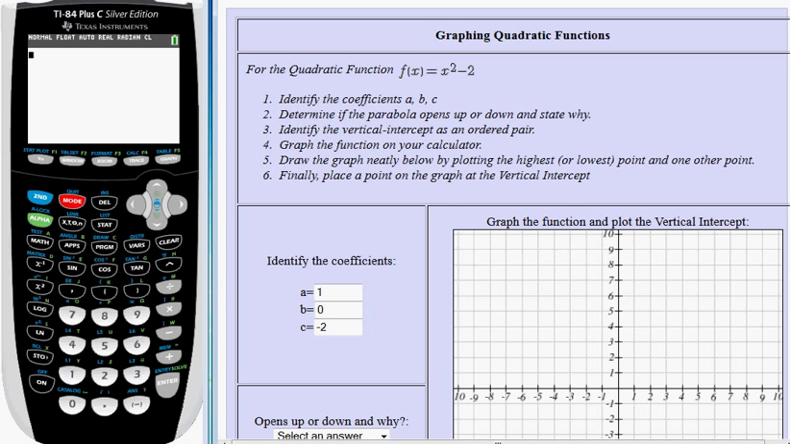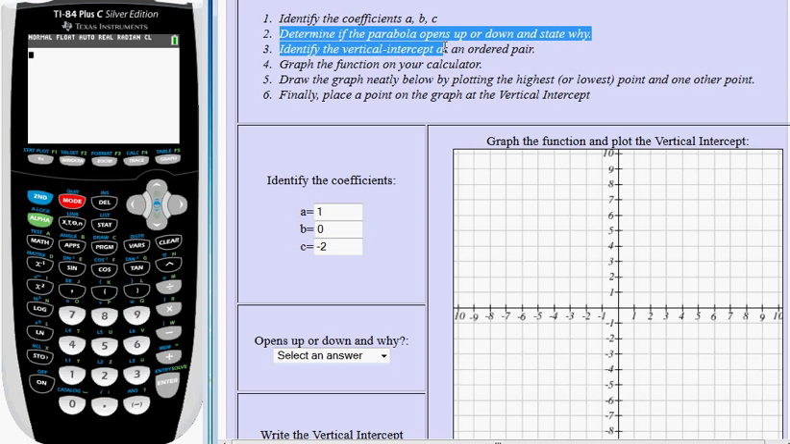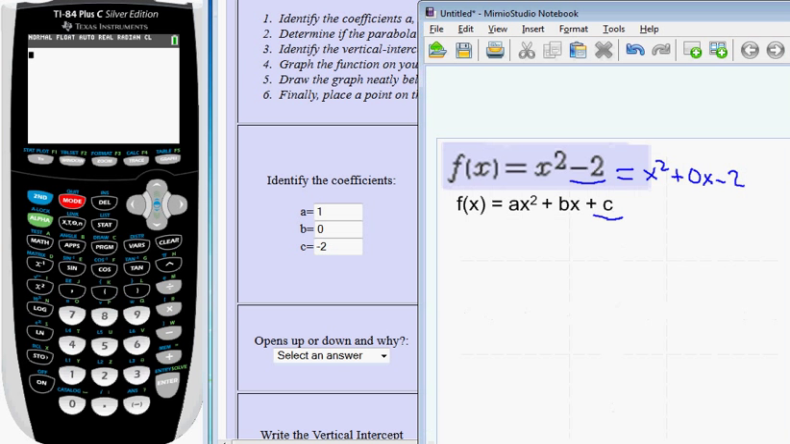The next question is to determine if the parabola opens up or down and state why. This is a very simple question. If a is positive, which in our case it is, our a value was +1. It doesn't have to be a 1. As long as a is positive, when you graph it, you're going to get a U-shaped curve that opens up. If a were a negative number, then it would open down, like so. But in our case, a was not negative, so we will not get an upside down U. We're going to get a regular U-shaped graph, and it opens up.